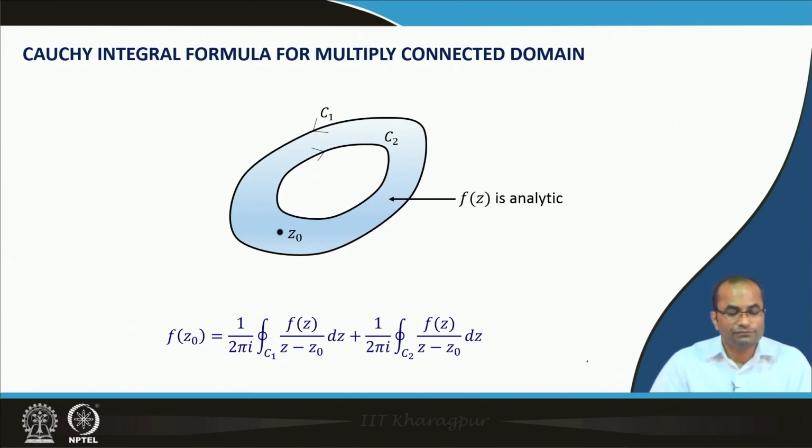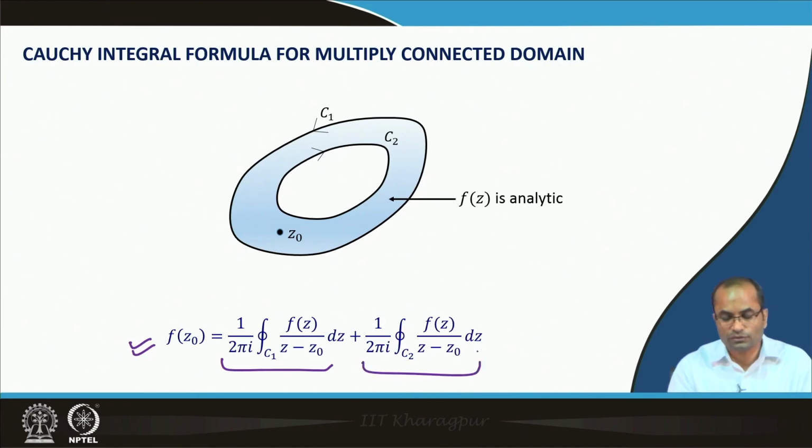There is an extension of this result for multiply connected domains, because so far we have seen that the result is valid for simply connected domains. Now, if we have a multiply connected domain, the outer curve is traced anti-clockwise, and the inner one we have taken in the clockwise direction. In that situation, the result says that f(z0) is equal to the first integral over C1 plus the integral over C2.